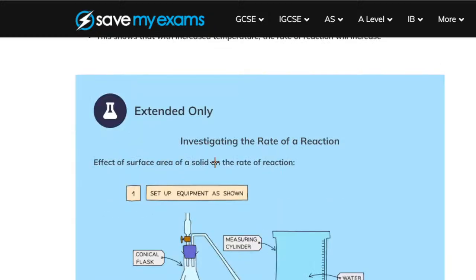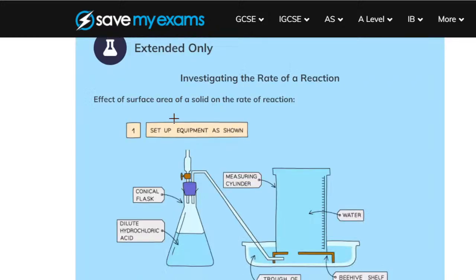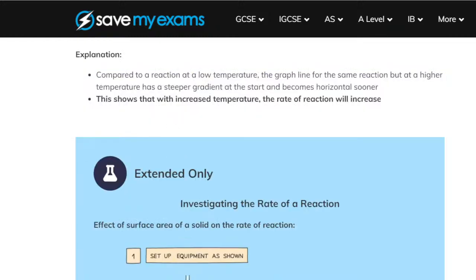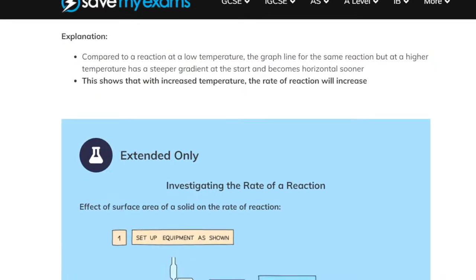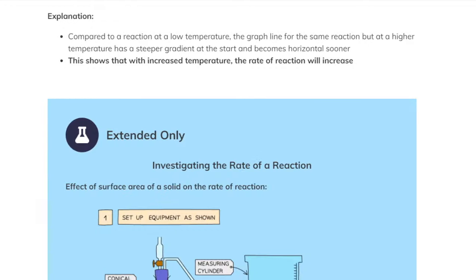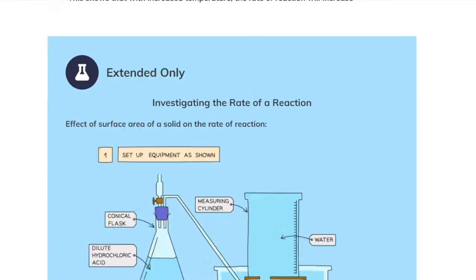Now let's have a look at some examples. In chemistry, or in most of these exams, they give you a scenario, they give you an example, and you have to figure out how to do the following. So let's do it. Extended only. This means that if you're doing the core paper, you won't be needing this. But I think most of you will be doing extended, so I'm going to have a look at extended.